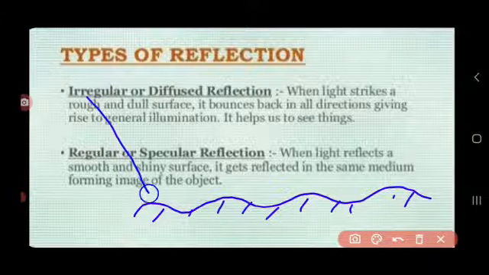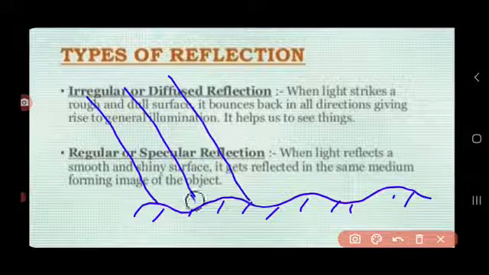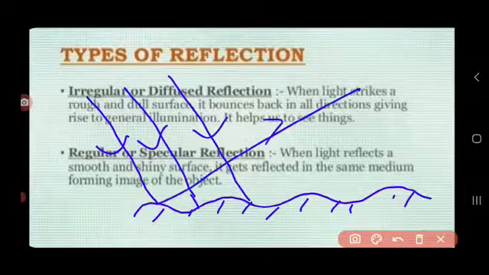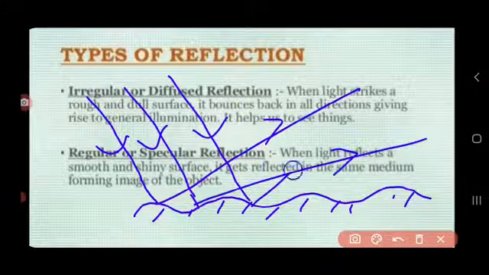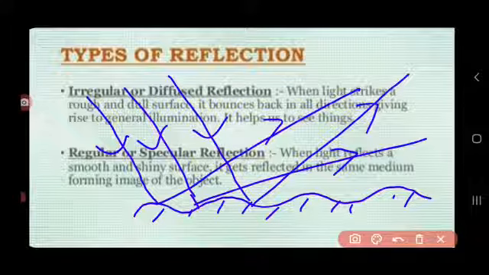So today we dealt with light, its dual nature, the reflection of light, laws of reflection and types of reflection. In the next class we will deal with the spherical mirror.